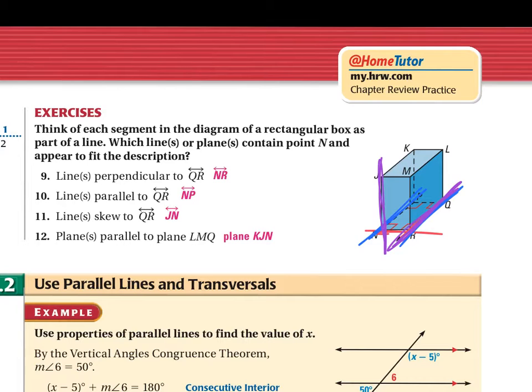And then a plane parallel to LMQ, which is the back edge. LMQ is this right side. Parallel to it would be the left side, the JKPN or JKN.